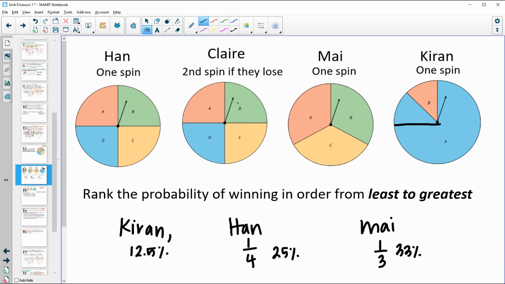And then Claire's starts at a 25% chance, same as Han's, but then if they lose, they get to spin again. Okay, so maybe you're thinking that pushes Claire's method to above Mai's, because they get to spin again. So maybe that's the best chance. Maybe you're not sure. Maybe Claire's is going to go here. So one of the two, thinking through the various sizes of the spinner choices there.